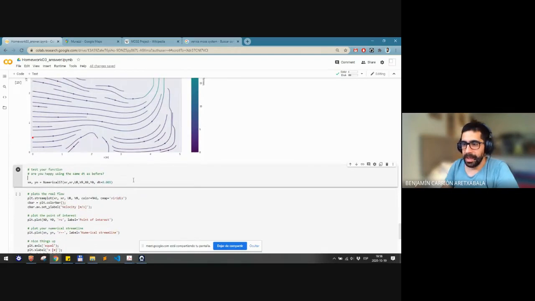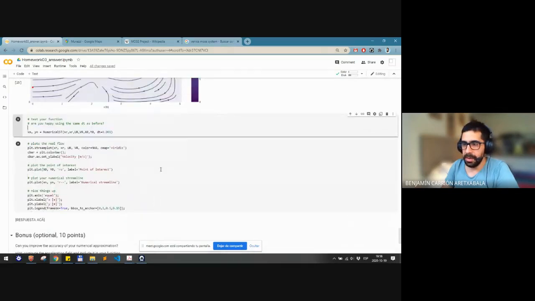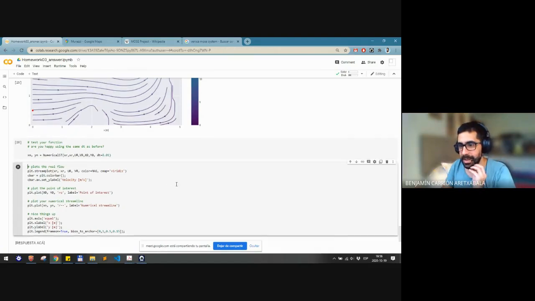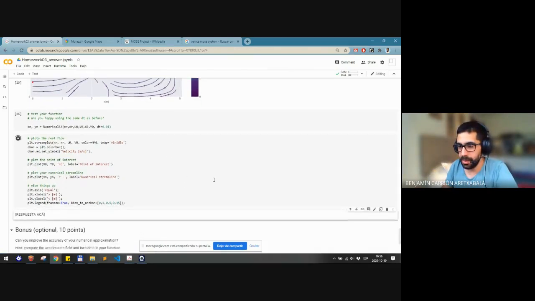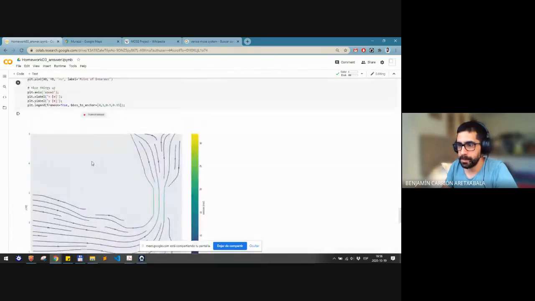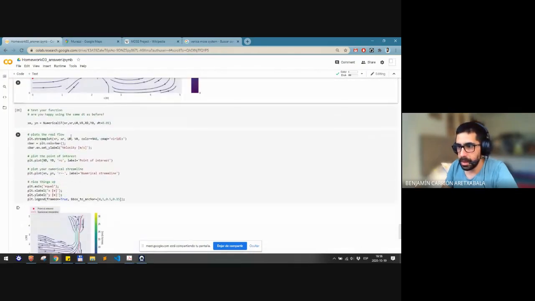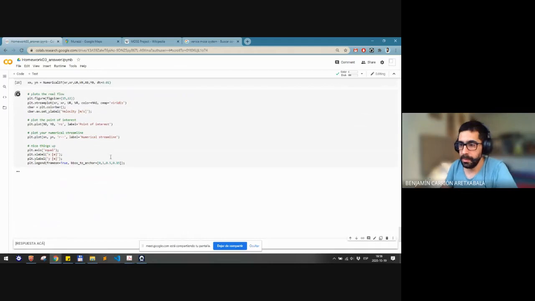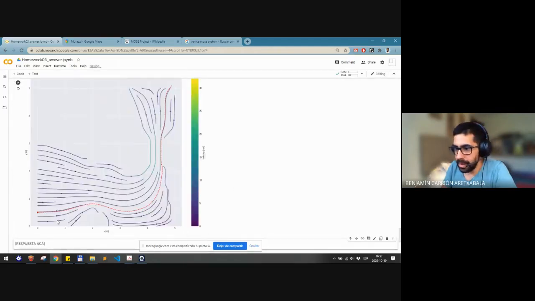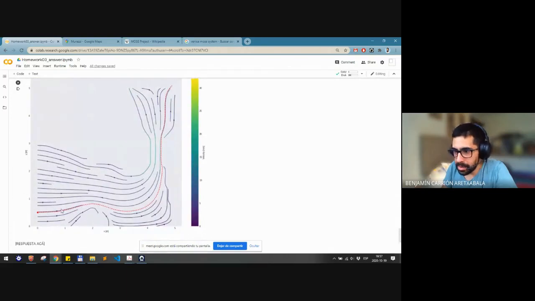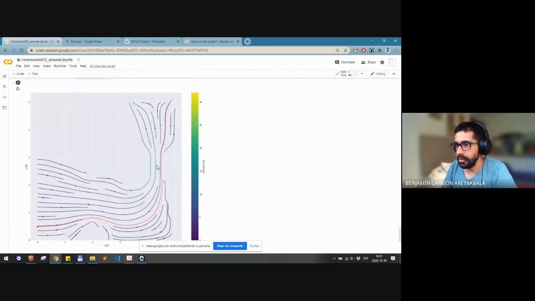So in this case, many people said, well, I don't have anything to do, I just use my previously defined function. When I did this, I couldn't use my function in the two scenarios, because I wrote it too specific for the previous problem. So you see, in this case, I'm using 0.1 as a time step. And it looks more or less like the streamlines, not very good.